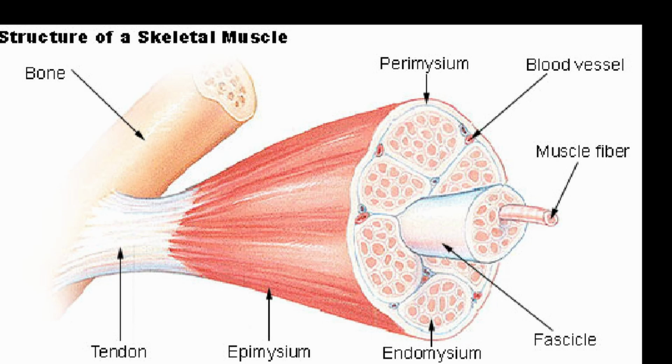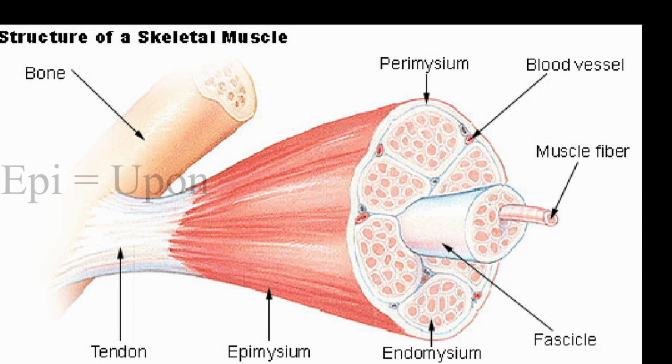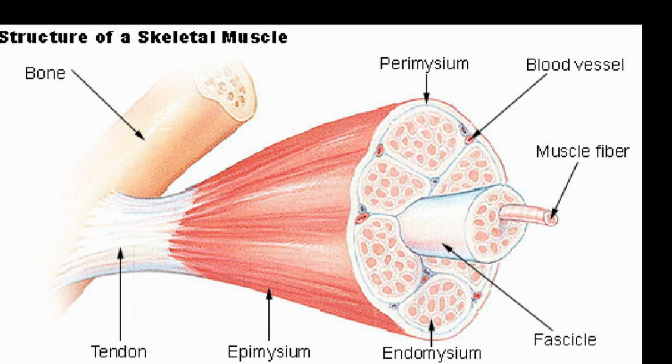When considering the structure of skeletal muscle, it is best to start by looking at the whole muscle. Starting from the outermost layer, we see the epimysium. Having some knowledge of Greek and Latin roots is beneficial in learning anatomy. In this case, epimysium comes from the terms epi, meaning upon, and mys or myo, meaning muscle. The epimysium is a sheath of connective tissue that surrounds the entire muscle, and it is continuous with both the tendon as well as the fascia.